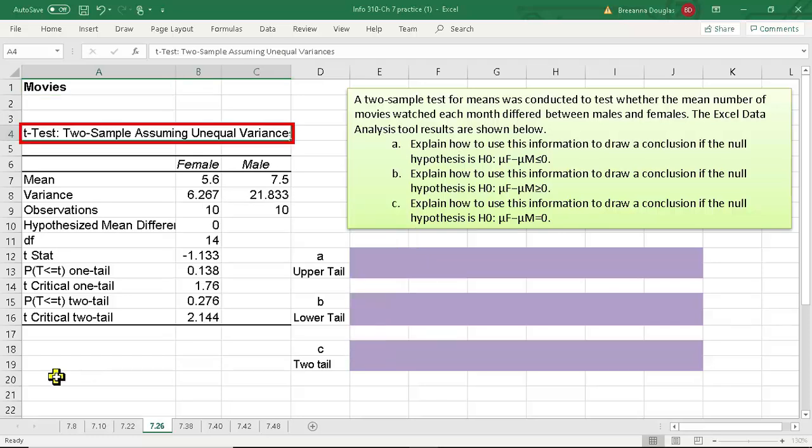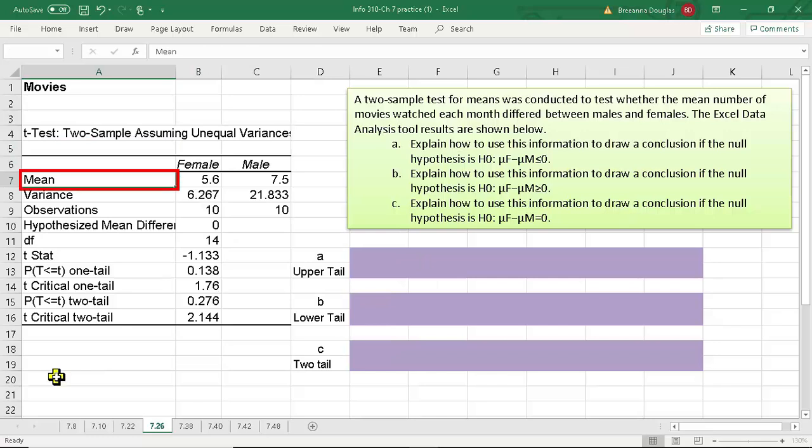After inputting the necessary information, you'll be given the mean for both females and males, the variance, the number of observations, the hypothesized mean difference, the degrees of freedom, the t-test statistic, the p-value for a lower tail test, the critical value, the p-value for a two-tailed test, and the critical value for a two-tailed test. The only information you are not given is the p-value for an upper tail test. You can find this in two ways.